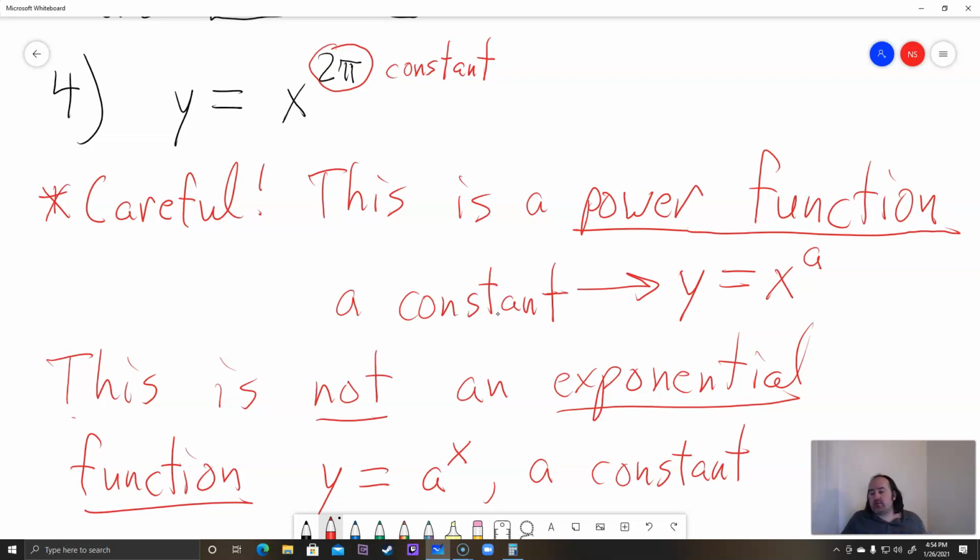So I just want to point this out because sometimes people can get the two confused. Because all the examples we've done, the actual function was not a power function, it was actually an exponential function. But this one is actually a power function. Sorry, I misspoke. So because this is a power function, the derivative of a power function is different from the derivative of an exponential function.